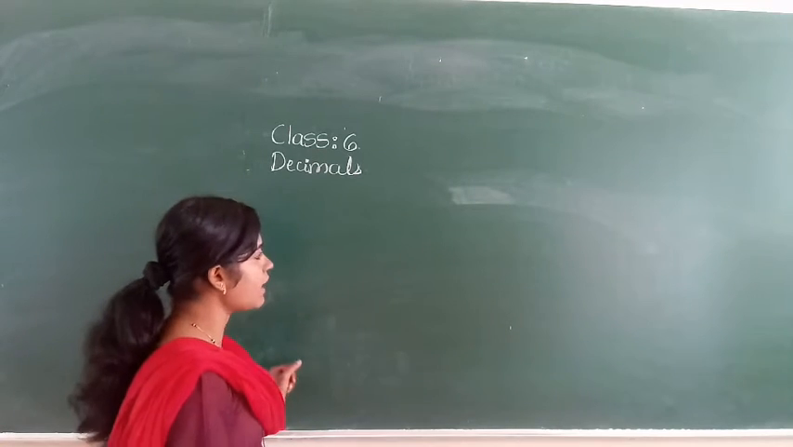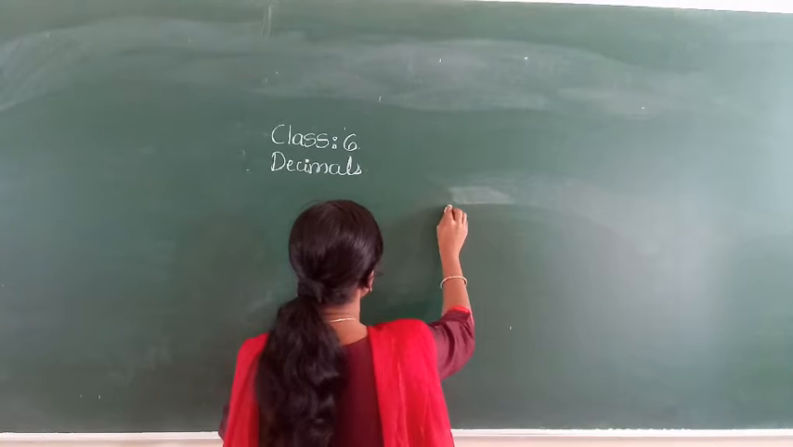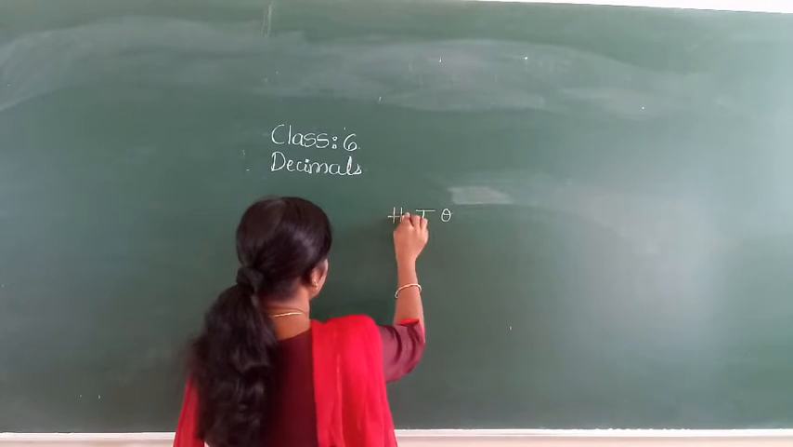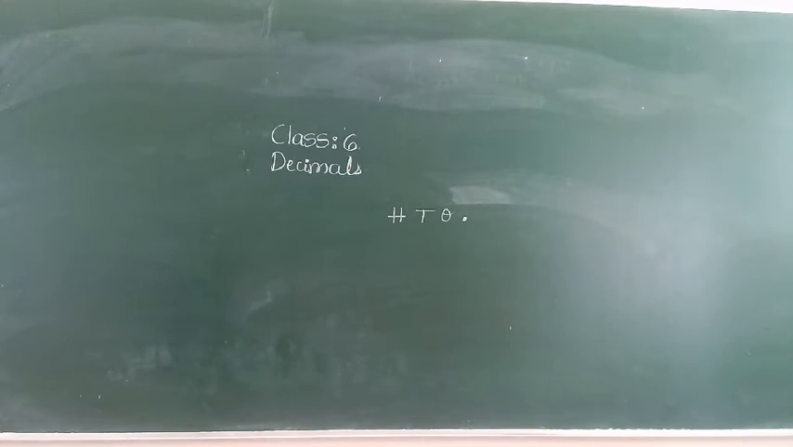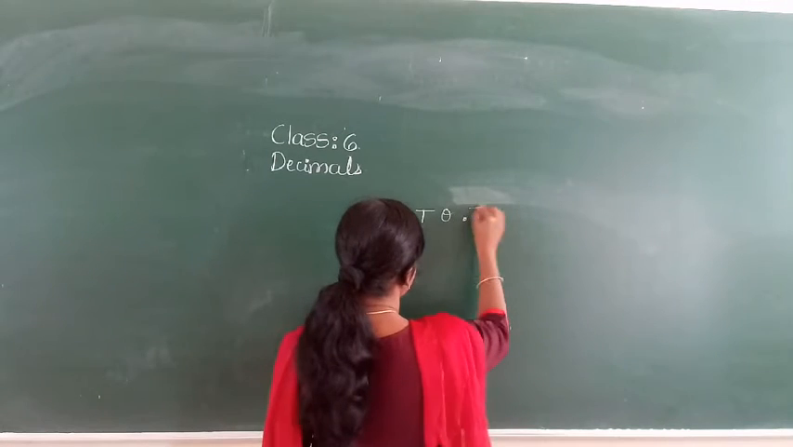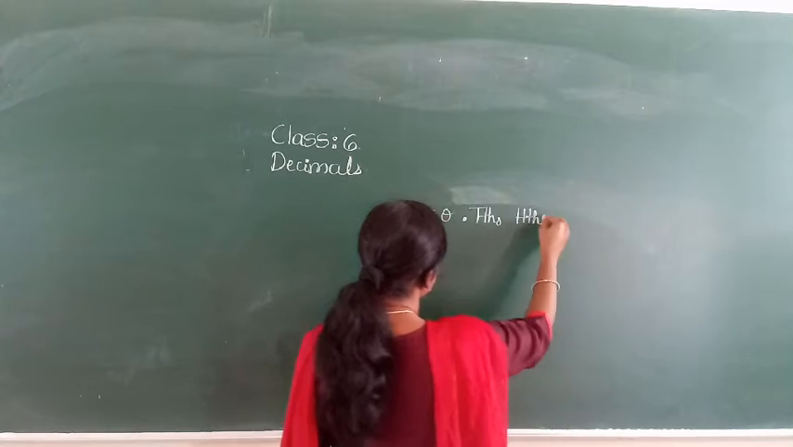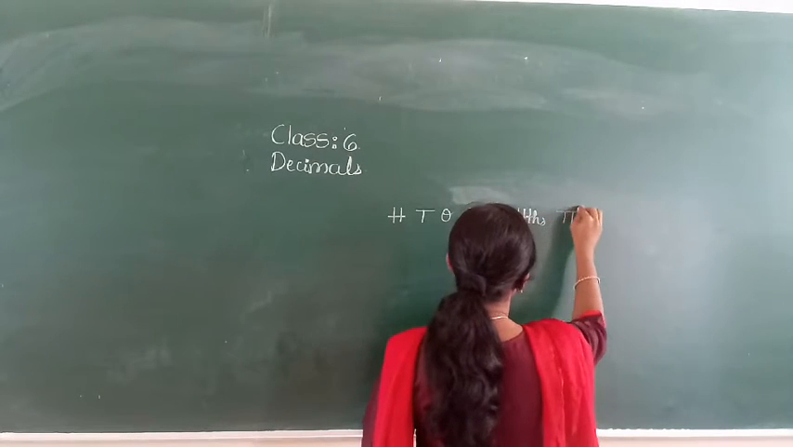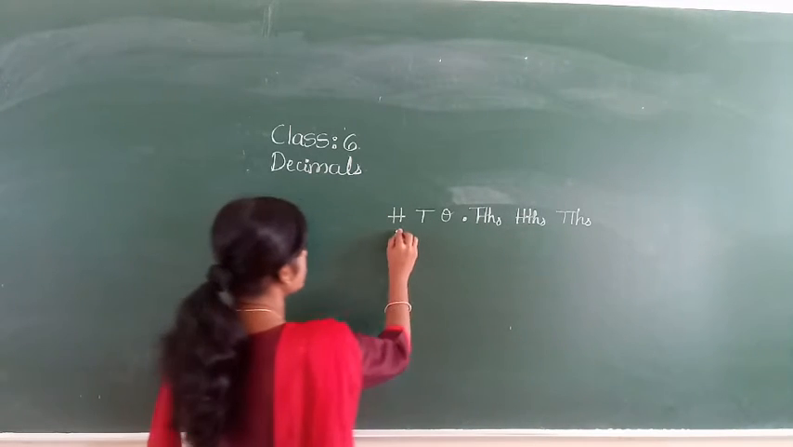So in the previous class you learned the place value chart of decimals. So what is there in the place value chart? See here, this you already know: ones, tens, hundreds, and here the decimal point will come. After that which place will come here? Tenths. Okay, here tenths. After that what will come here? Hundredths. After that what will come here? Thousandths.